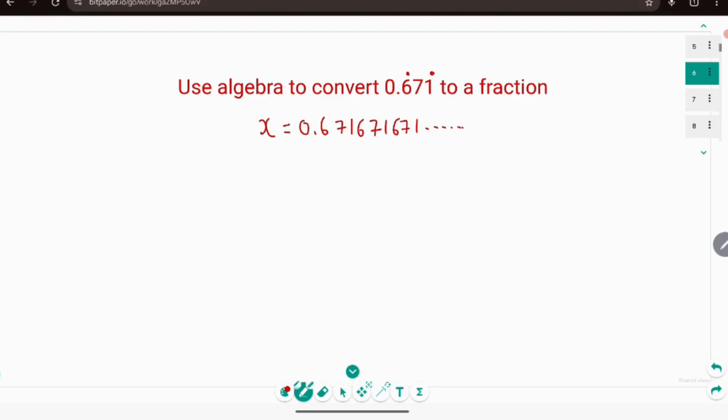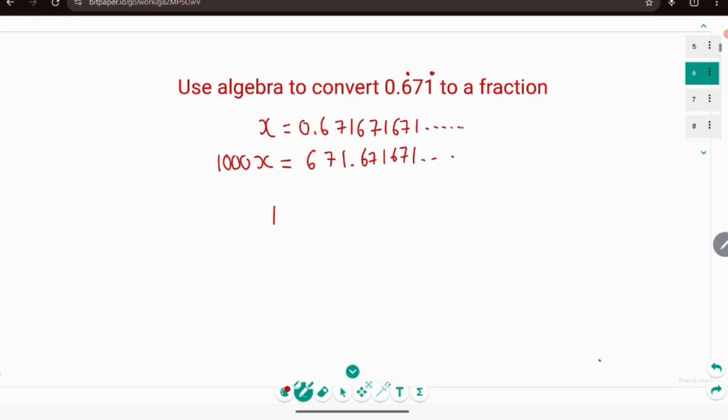As I mentioned before, because it's recurring as a triple digit, I'm going to this time times it by 1,000. So again, if it's a single digit, times by 10, double digit by 100, triple digit by 1,000, just to make sure all our numbers line up nicely. And when we subtract, they can disappear. If I times this by 1,000, I'm moving it 3 places to the left, each number. So it becomes 671.671.